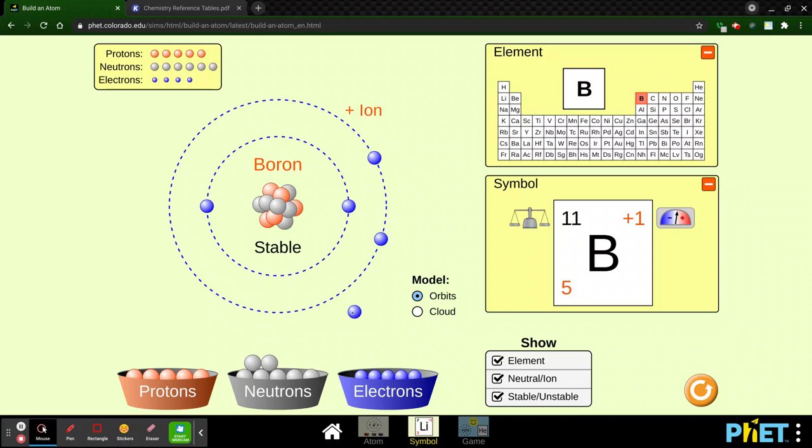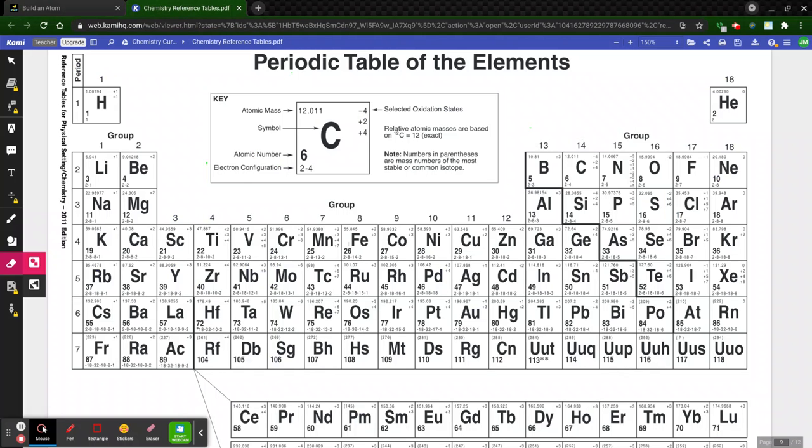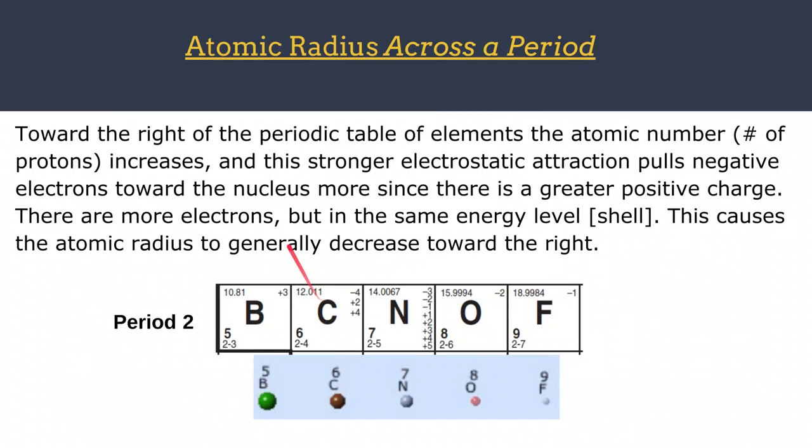What this simulator is not showing is that as you go to the right of the periodic table, where you have elements with more and more protons, the atom actually shrinks a little bit, as there's one more proton. So that's what's happening. So elements towards the right are smaller because there's more protons attracting the electrons inwards.